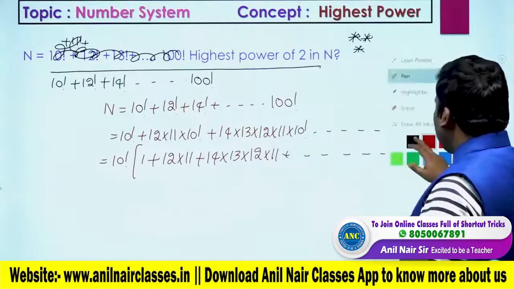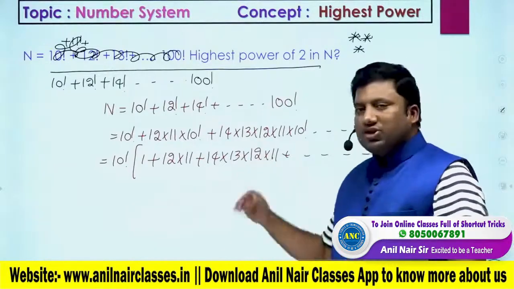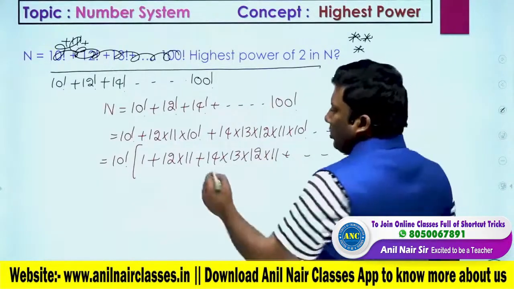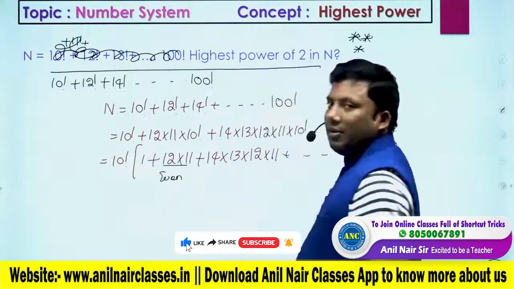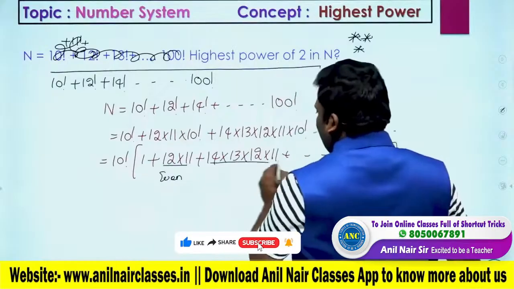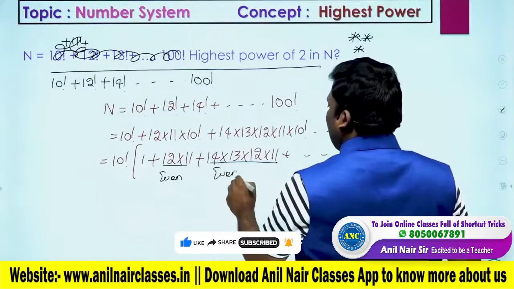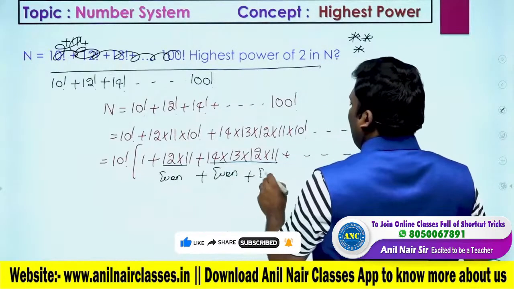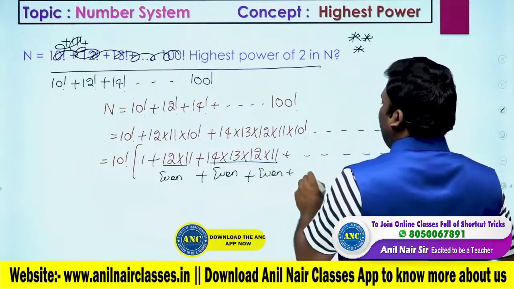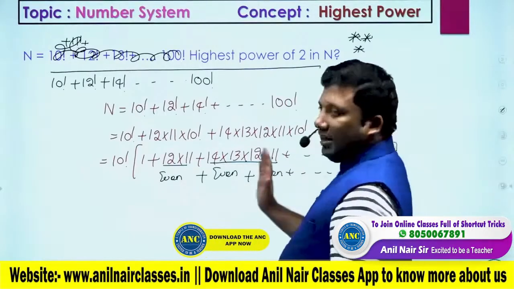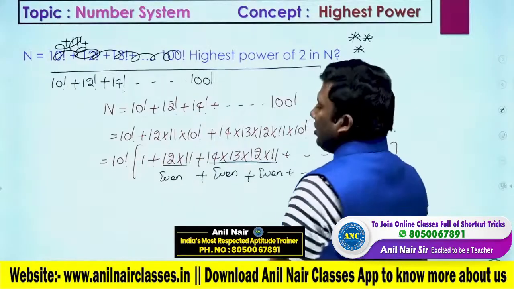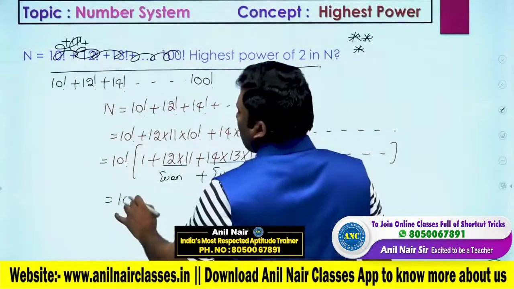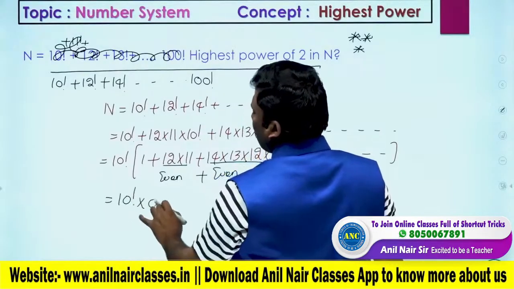Now if you observe carefully, we are almost one step away from the answer. 12 is an even number. Even into any number is an even number. Even plus 1, it is odd. So 10 factorial into odd.